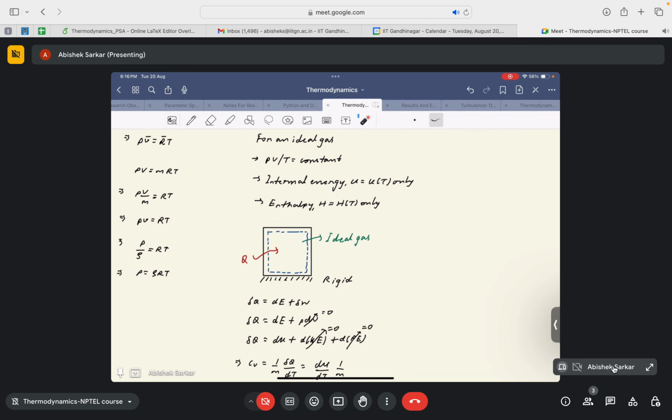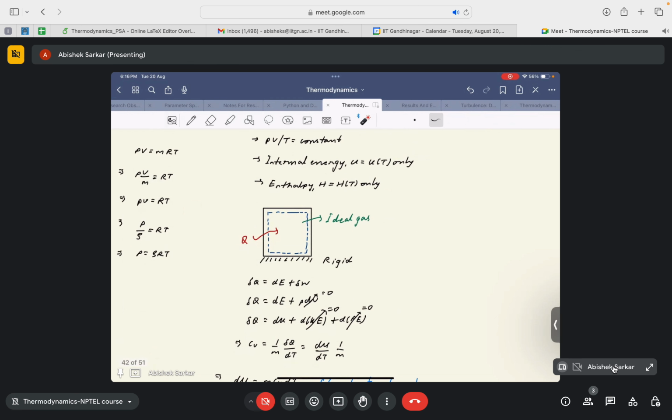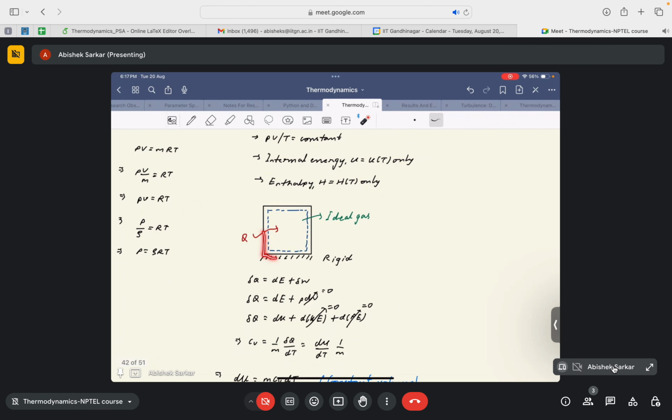Now if we consider a stationary body having rigid walls, that will specifically imply that it has a constant volume. If you are applying certain heat to this system, then we can write the first law of thermodynamics for this system as δq = dE + δw. I write delta because these are inexact differentials. The net work done would be zero, since the walls of this container are rigid, so the PdV work for this system would be zero.